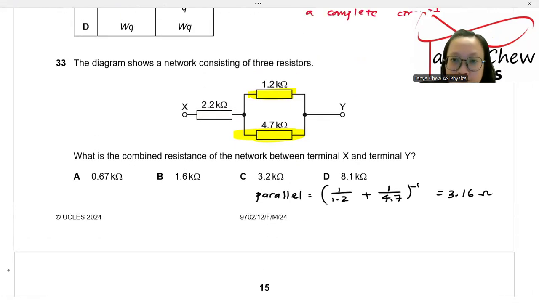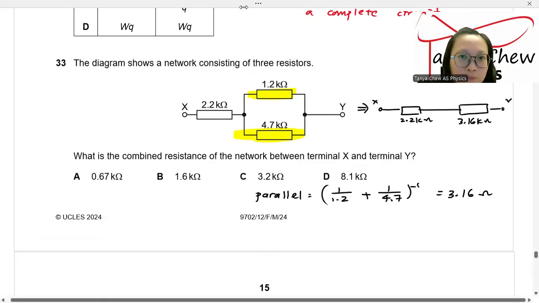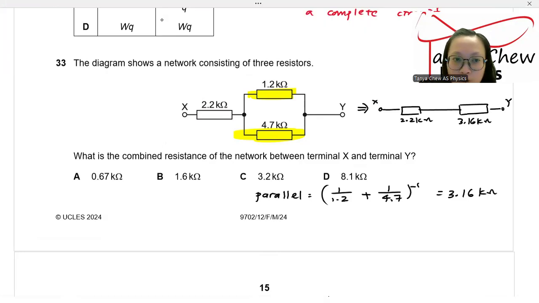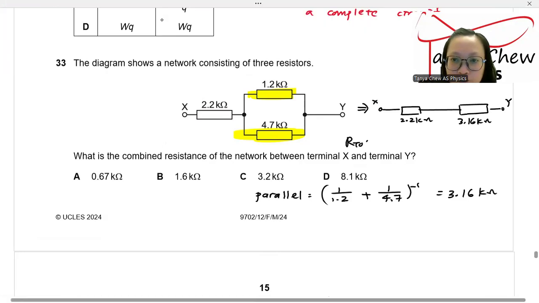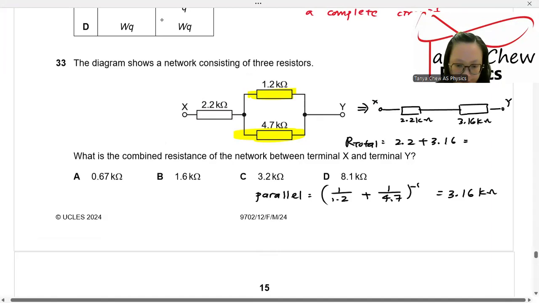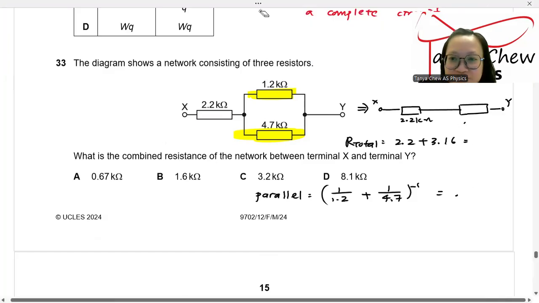And then this circuit can be simplified into this. X, this is 2.2 kilo ohm, and then this is 3.16 kilo ohm. Okay, this is Y. Can you see that? Once you get a series circuit, you just add it up. So R total is equal to 2.2 plus 3.16. Oh, this is 0.99, so sorry. Okay, 3.16 is not the answer.